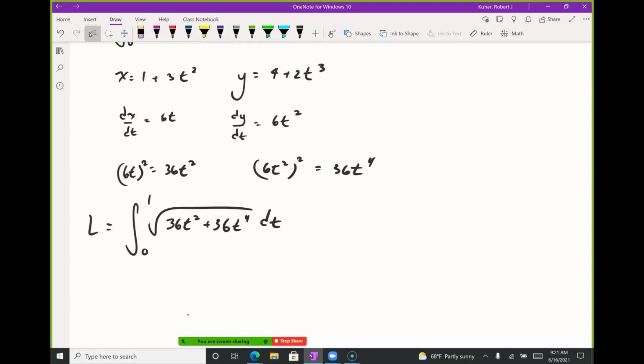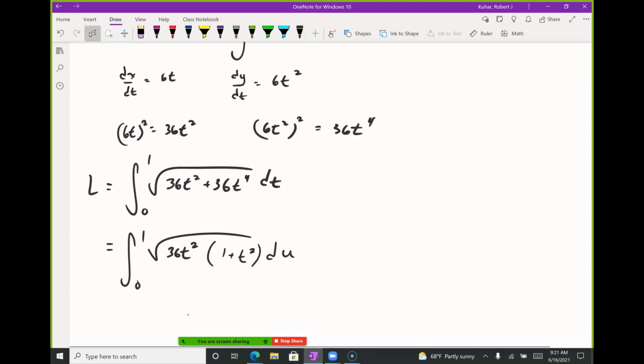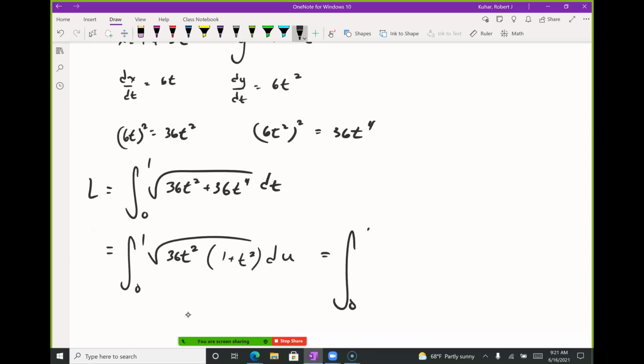So I can take out a 36t squared here, I can factor, right? And then what do I have left over? 1 plus t squared, is that right? So I've got the integral from 0 to 1 of 6t times the square root of 1 plus t squared dt. Sorry, just rushing a little bit, Robert. I'm Polish, not Russian.